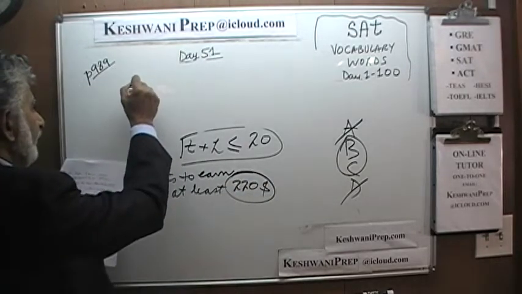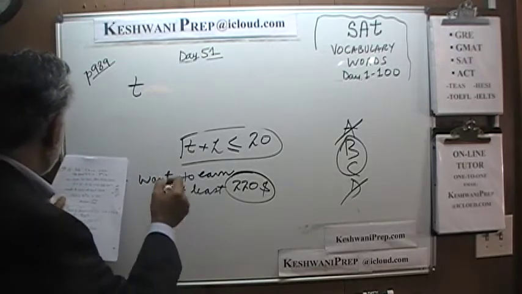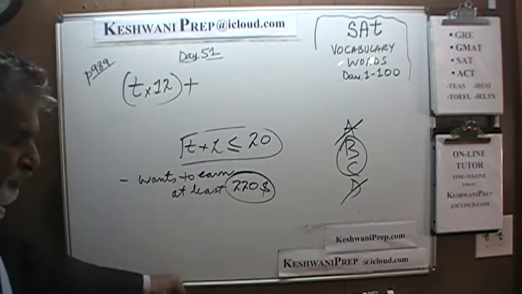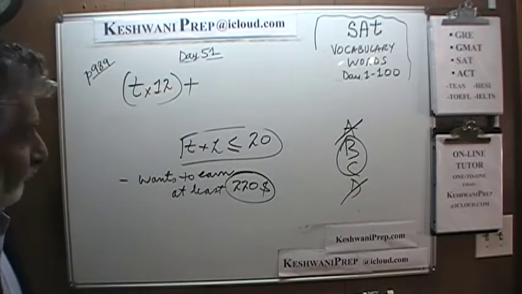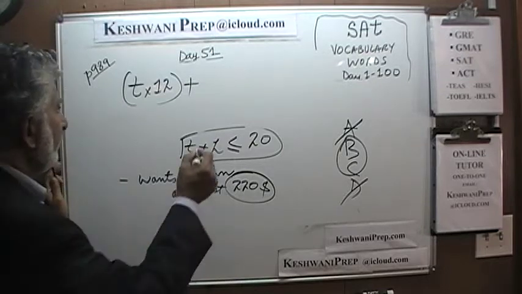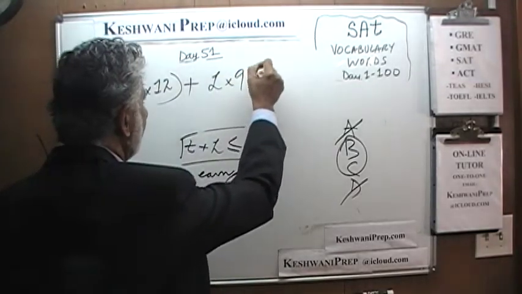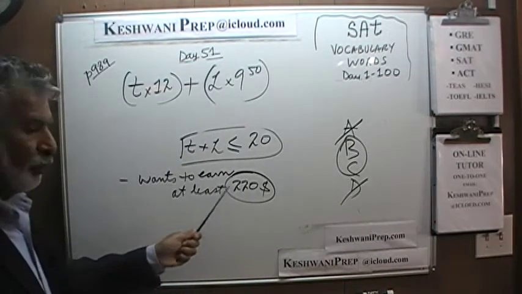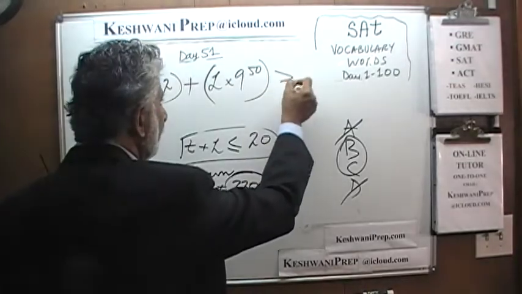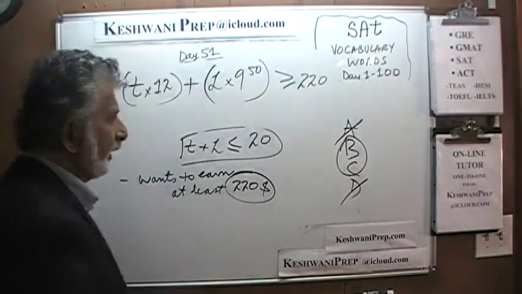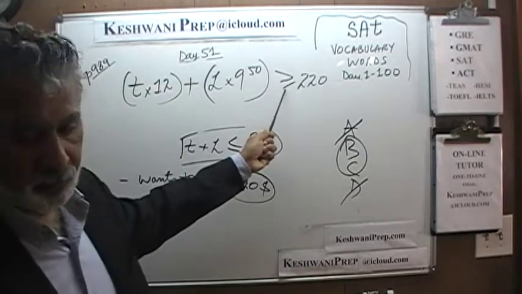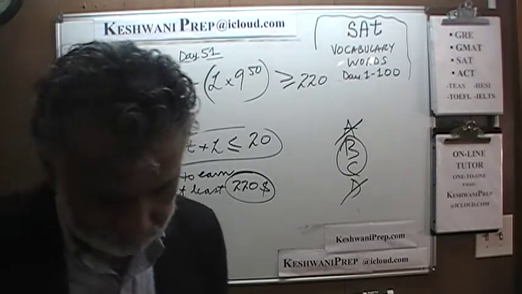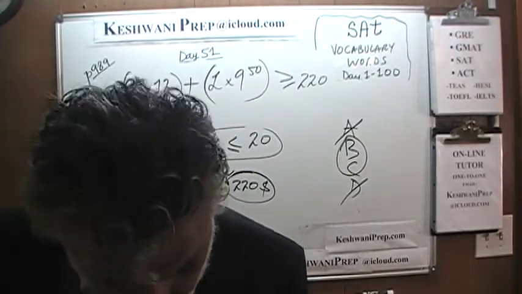So if she works T hours as tutor, for which she gets $12 per hour, that's the amount of dollars that she will earn from her job as a tutor, and she works as a lifeguard, for which she gets $9.50 an hour. This is the total amount of money that she will get from the second job, and she wants to earn at least 220. At least means it has to be greater than or equal to 220. That's where you have to pay attention to the directions. We're looking for greater than or equal to 220. She wants to earn at least $220.